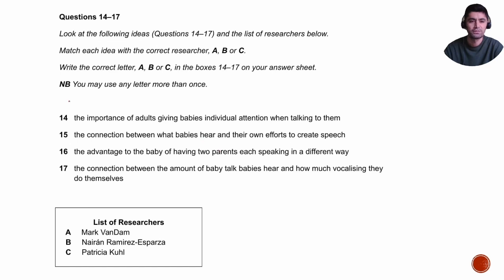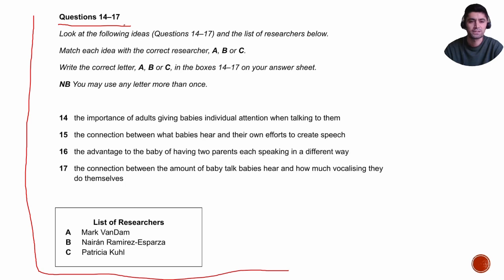So here is an example of a matching name question from an actual reading task. Here you can see it says the questions from 14 to 17. Look at the following ideas in the list of researchers below. Match each idea with the correct researcher, A, B, or C. Write the correct letter on your answer sheet. You may use any letter more than once. So here is the list of statements, and below in the box we have the list of names.